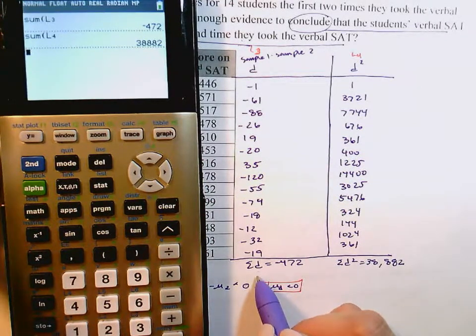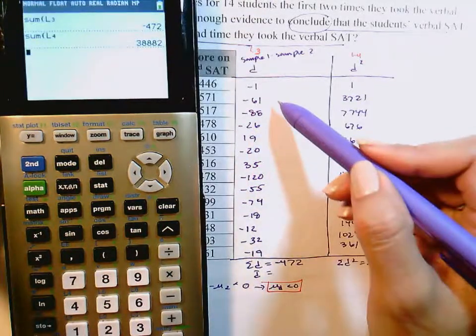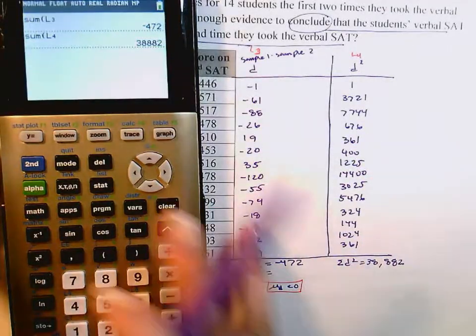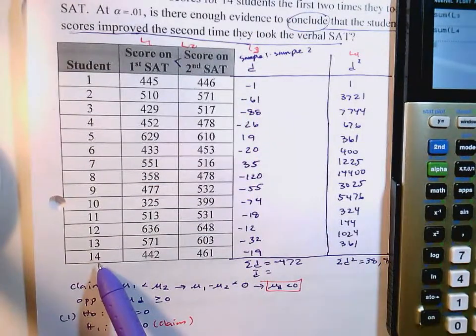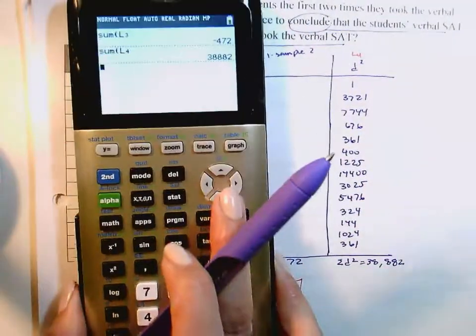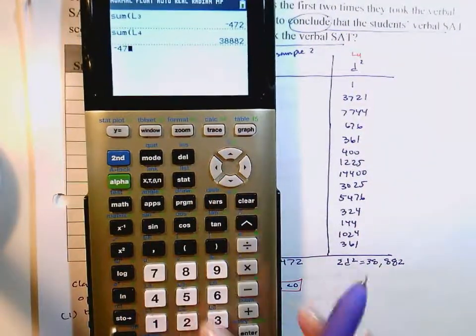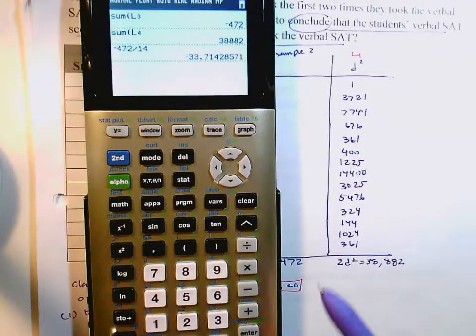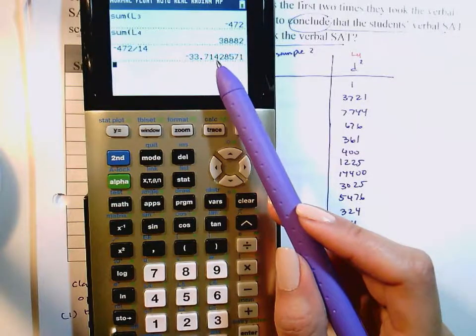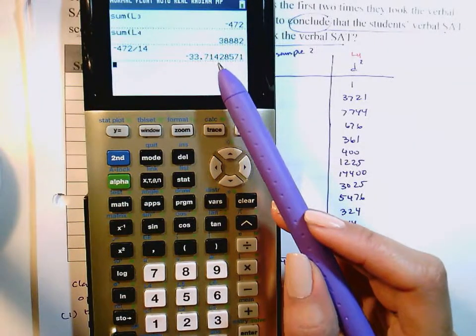We're also going to need D bar. So let's go ahead and find D bar as well. D bar is equal to the mean of these differences. So you either add them all together and divide by the number of values, and here we have 14 values, so negative 472 divided by 14. That gives me negative 33.7143, because we used 4 numbers after the decimal.